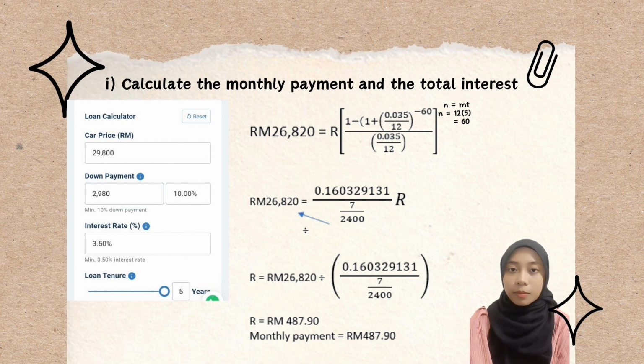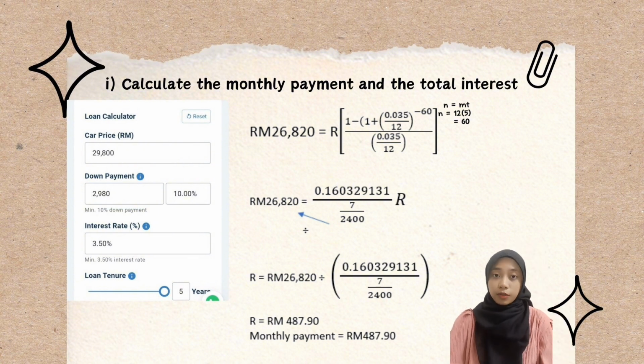Let's find the monthly payment by using present value formula. So, RM 26,820 is equal to R bracket of 1 minus (1 plus 0.035 per 12) power of negative 60, over 0.035 per 12. Then calculate the bracket and we got RM 26,820 equals to 0.160329131 over 7 per 2,400 R. Then settle it off. R is equal to 26,820 ringgit divided by 0.160329131 over 7 per 2,400, and we got R, or the monthly payment, is 487 ringgit 90 cents.